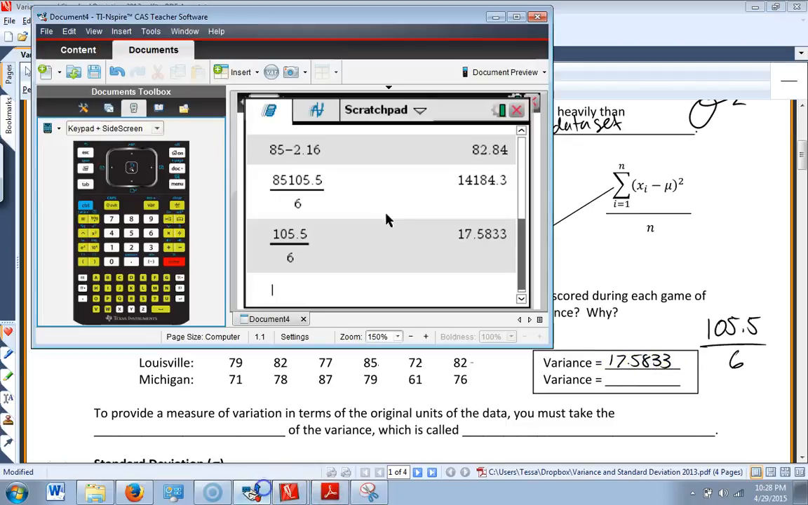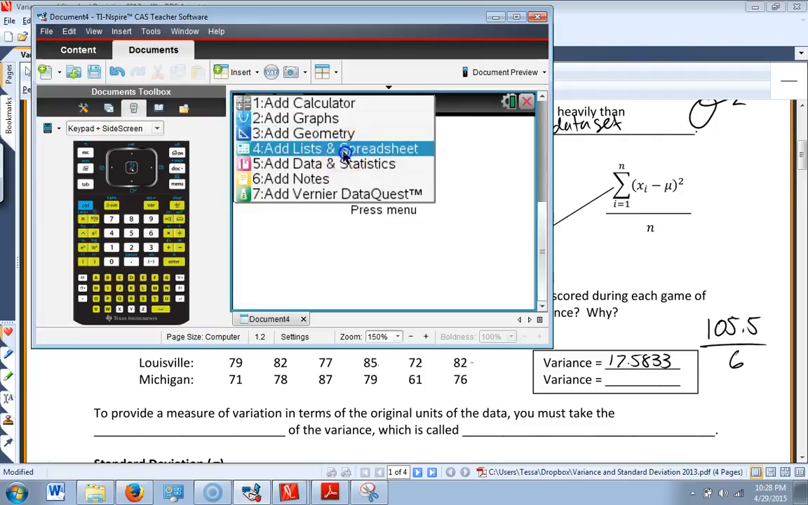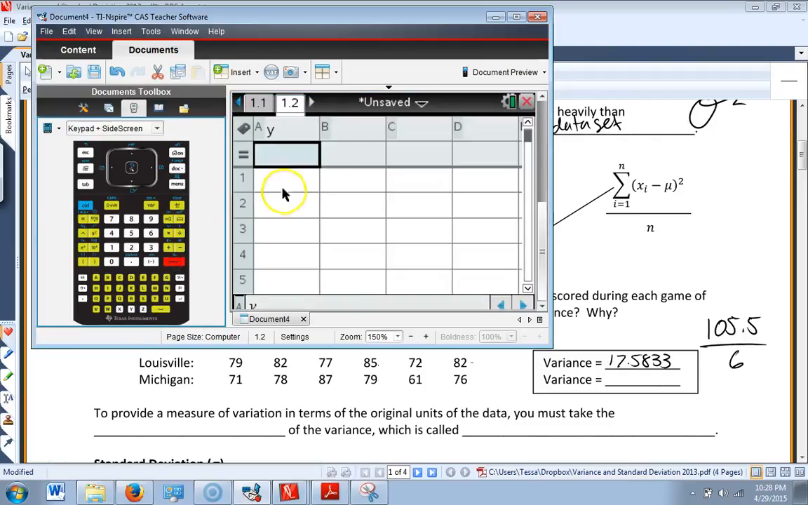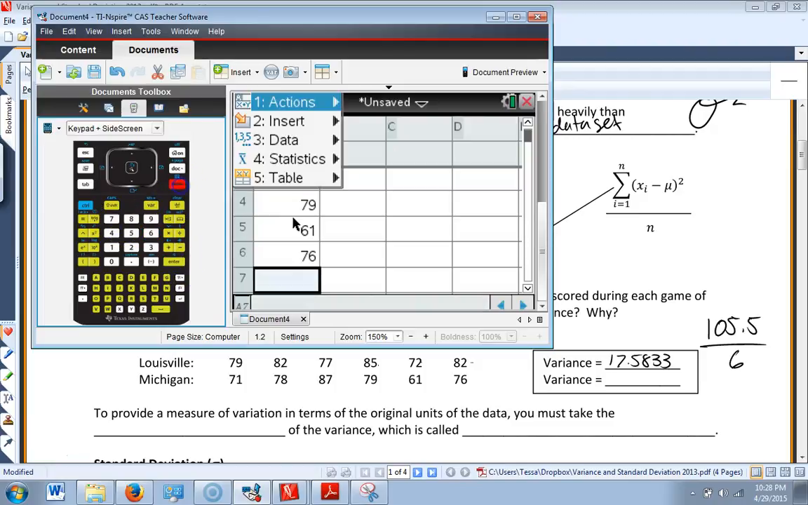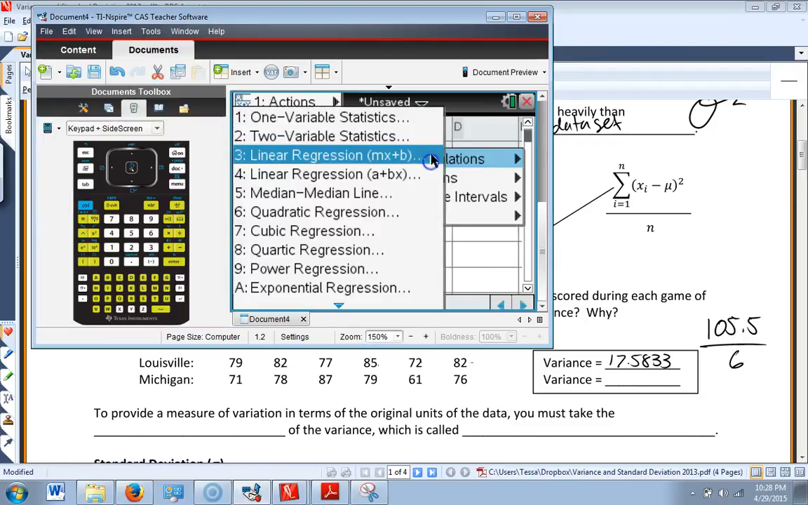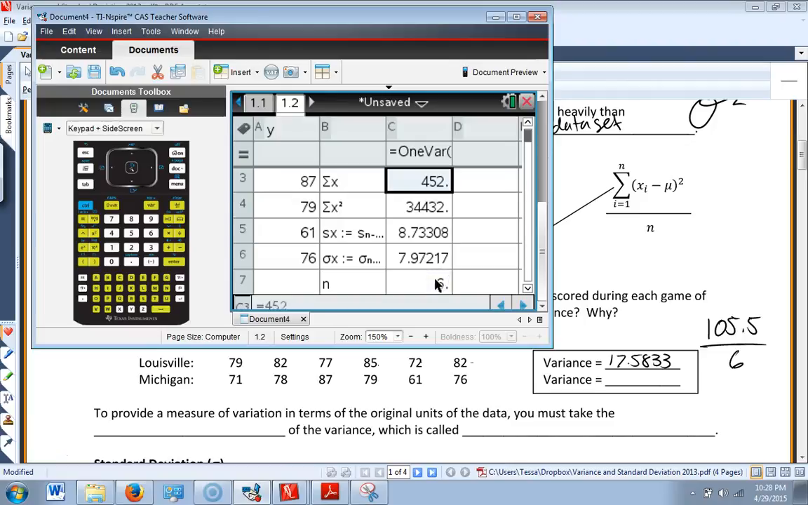17.5833. Okay, so if we do it again, let's add a new page. We'll call this one Y. We'll do it again for the Michigan team. So 71, 78, 87, 79, 61, and 76. Okay, I push menu, statistics, stat calculations, one variable statistics, push OK, boom, statistics, love it.